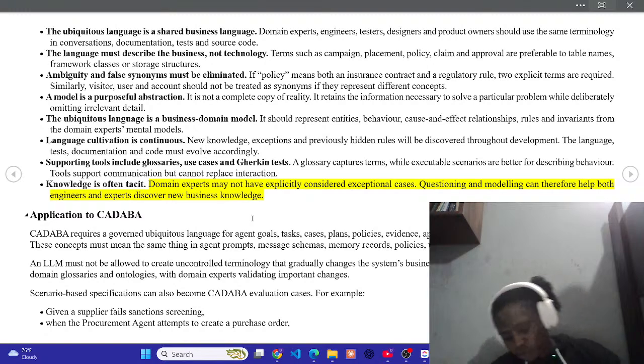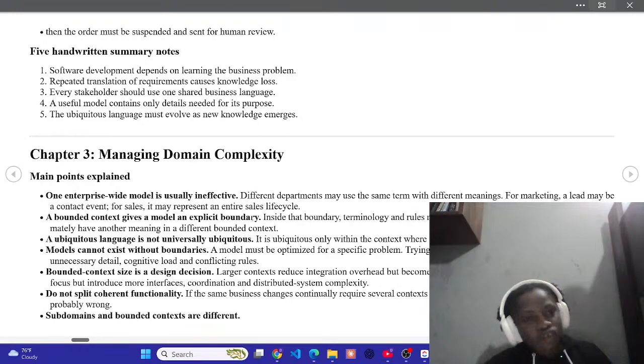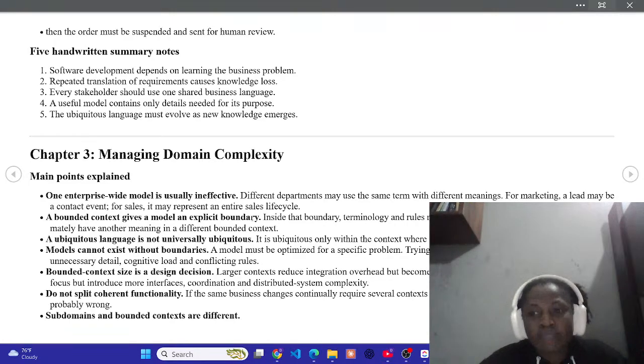So of course, from the summary, we have the first one: software development depends on learning the business problem. So your first thing is to learn the business problem. And how do you do that? You design a questionnaire for the domain expert, or you go directly to them and let them explain their problem to you using question and answering. The repeated translation of requirements causes knowledge loss.